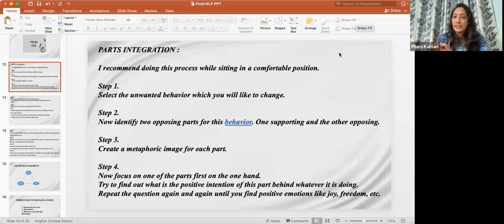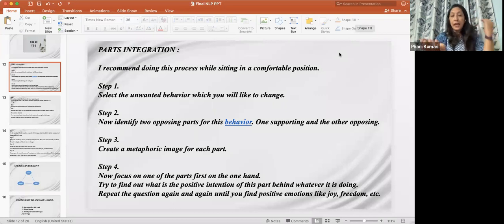So you have to decide what is the unwanted behavior you would like to change. Everybody has some unwanted behavior in different areas of life. It is not just one area of life, but different areas of life. Right? Select that one unwanted behavior which you would like to change. And step two, identify two opposing parts of that behavior.